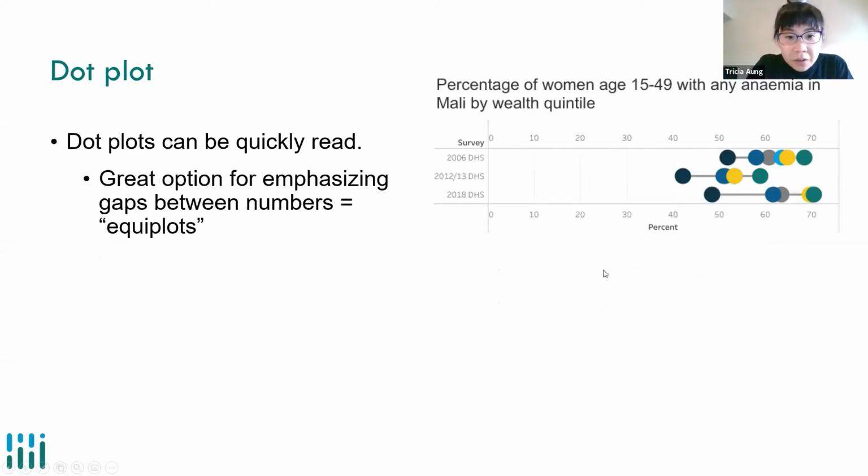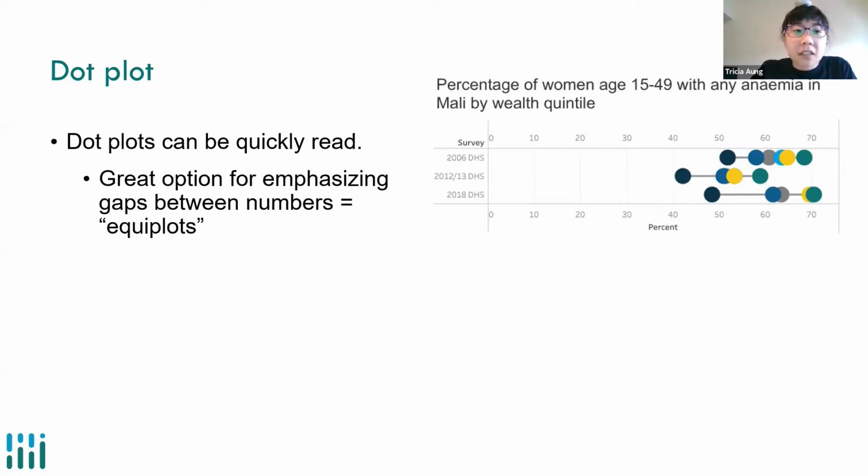Another type of graph that I'd want to share with you is called a dot plot. These are also called equiplots. University of Pelotas, part of the Countdown team, calls them equiplots, and they have a whole section on their website of why they're called equiplots. Why they're called equiplots is they are used very commonly to show estimates among different groups. And so they are commonly used to visualize equity.